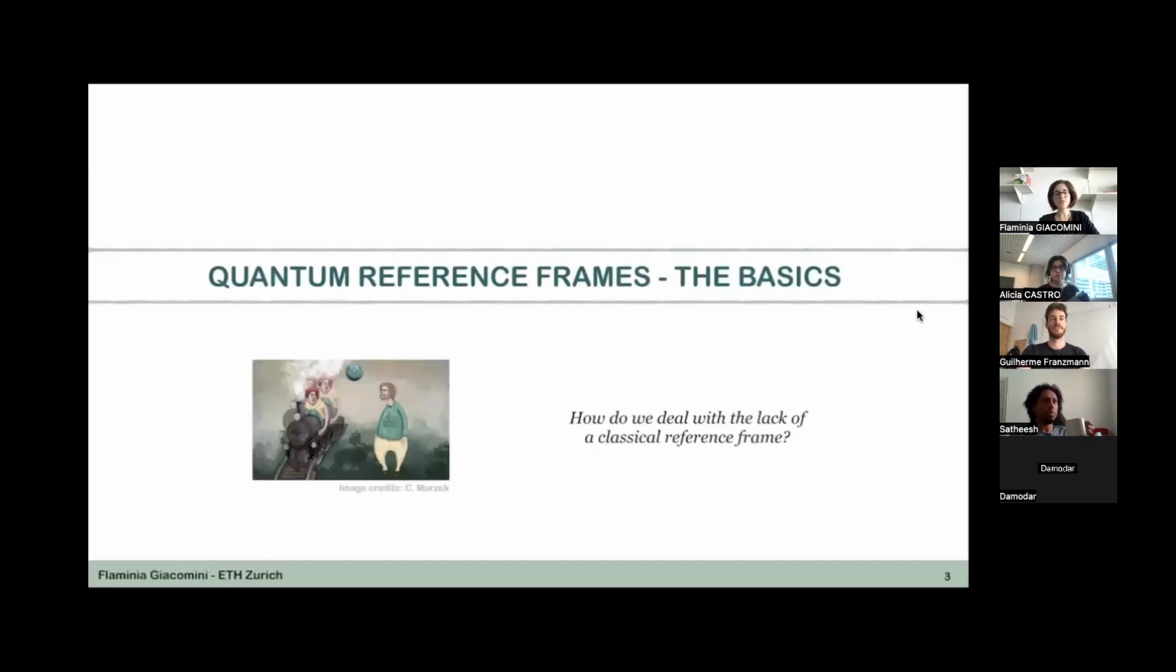And so here, the general question that we want to ask is, well, we have already motivated that when gravity acquires quantum features, then we do not have a classical spacetime anymore. And when we do not have a classical spacetime anymore, we also do not have a classical reference frame. And so how do we deal with the lack of a classical reference frame? How do we make measurements? How do we identify an event? And quantum reference frames is a possible answer to this question.